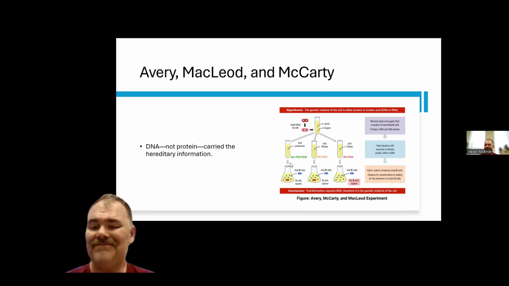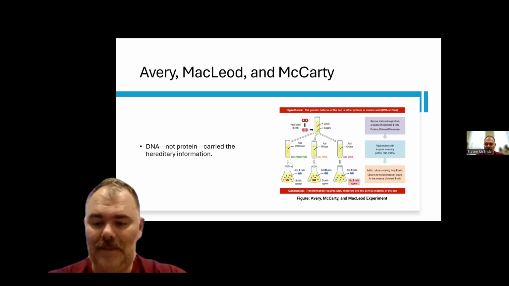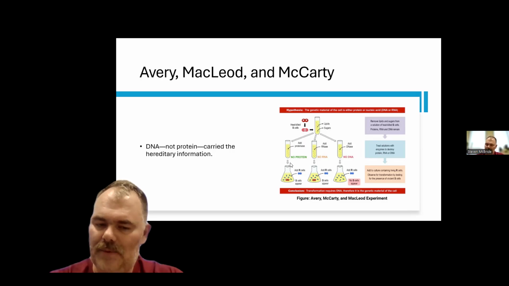Even then, many scientists still resisted the idea because protein seemed much more complex. And these simple DNA molecules did not seem like they could actually do the job.